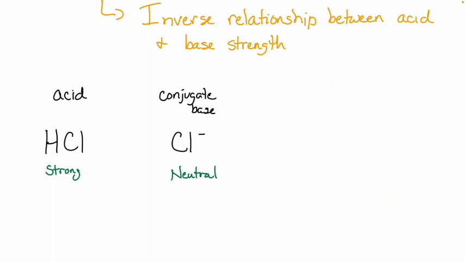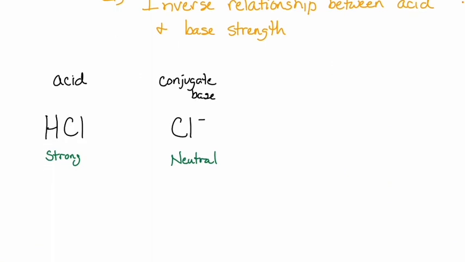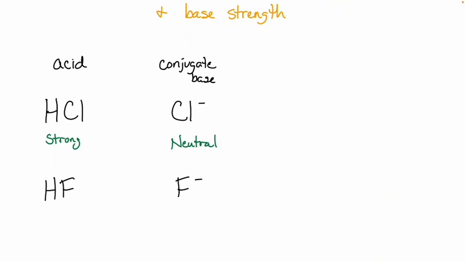Okay? But if it's not on that list of strong acids, a weak acid, like for example, our hydrofluoric acid, this is a weak acid. Its conjugate base, the fluoride ion, is a pretty decent base. We would classify that as a weak base. All right, so the conjugate of a strong is neutral. The conjugate of a weak is a weak. The conjugate of a weak acid is a weak base.